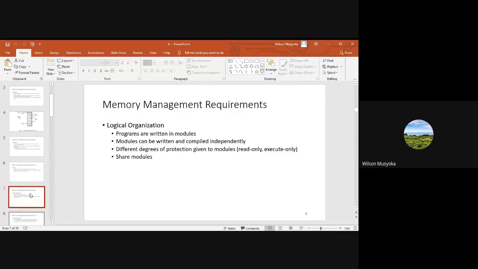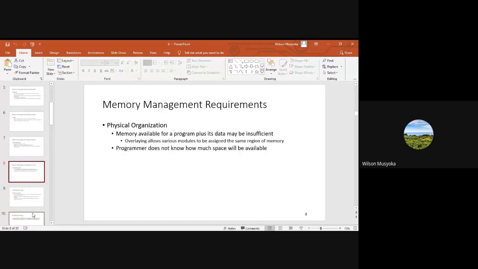Programs are written in modules, and these modules can be compiled independently. That is why we are talking about different degrees of protection which should be given to these memory modules, so that there is a level whereby you can only read that memory location, and there is a level where you can actually read and execute. Logical organization means that some processes will access this memory and be able to read, or access it and be able to execute.